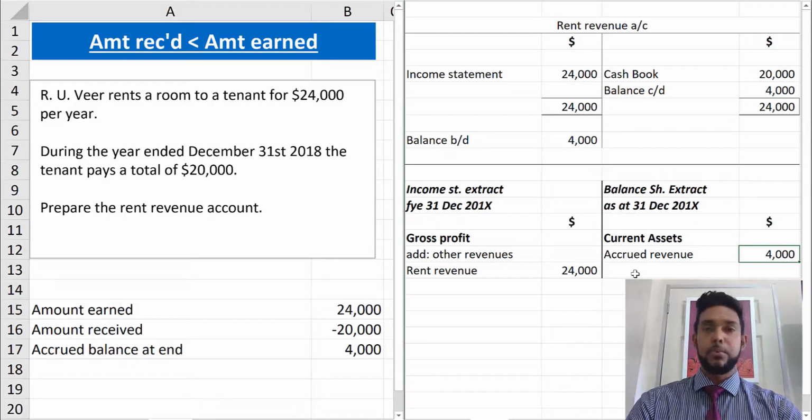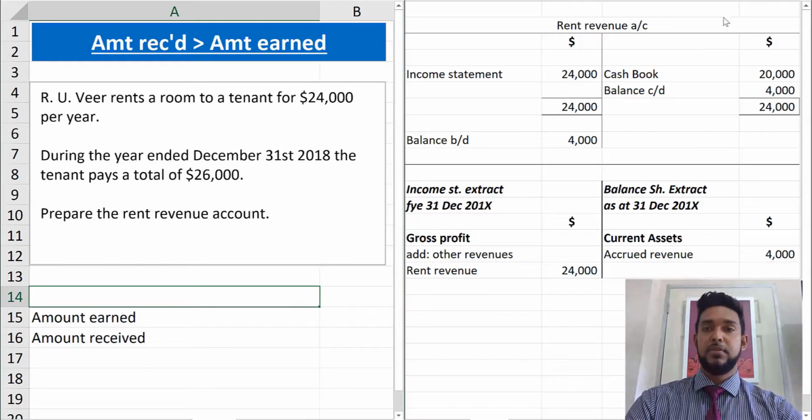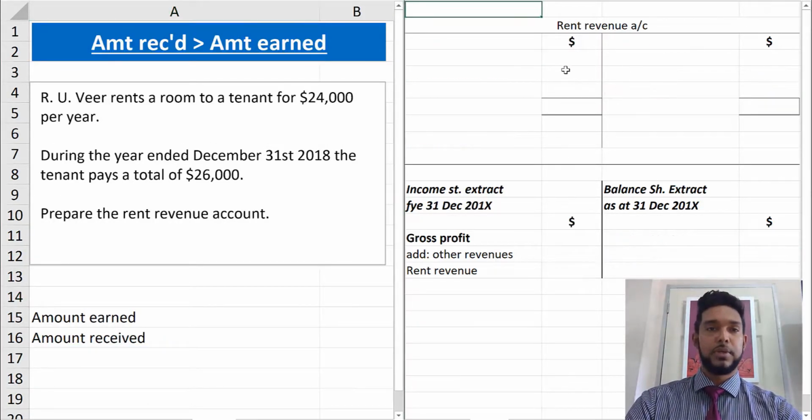Okay, so that's where we received less than we earned. What about if the reverse happens? What about if we receive more than we were supposed to? So we clear out here. Amount received greater than the amount earned. So say a landlord rents a room to a tenant, 24,000 per year, same basic information. During the year ended December 31st, 2018, the tenant pays a total of $26,000.